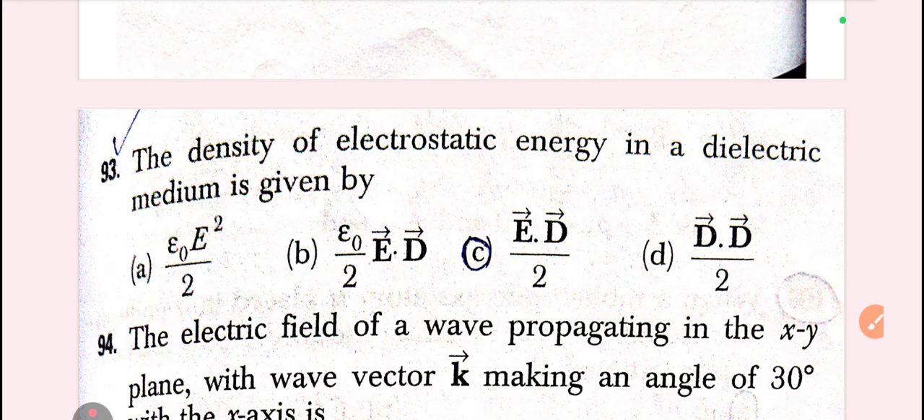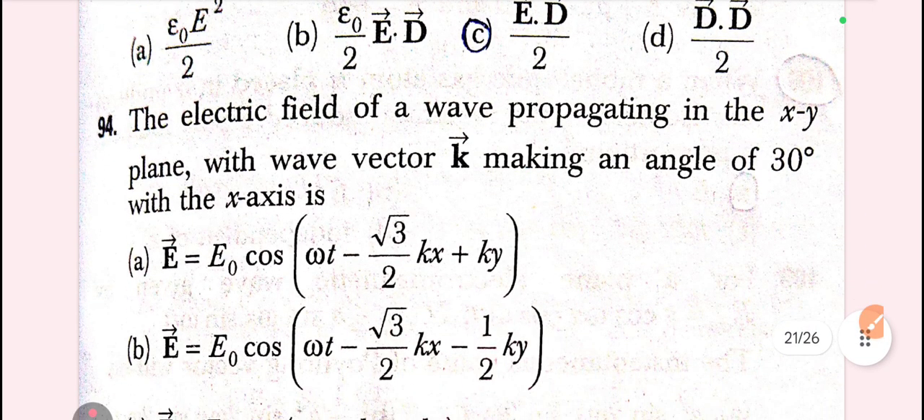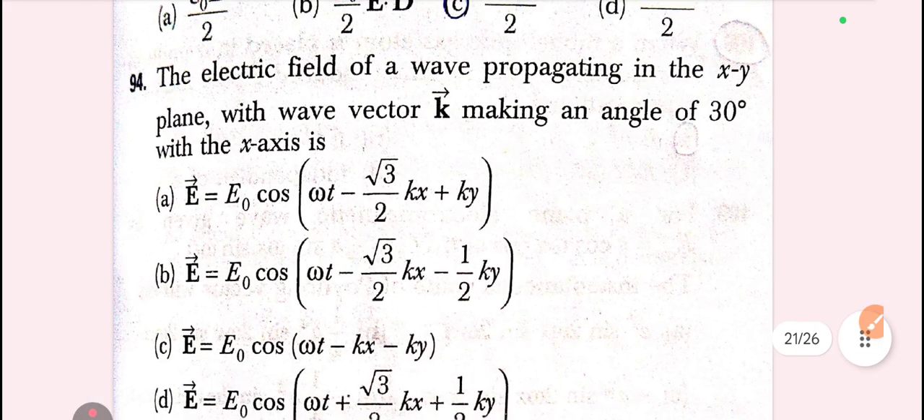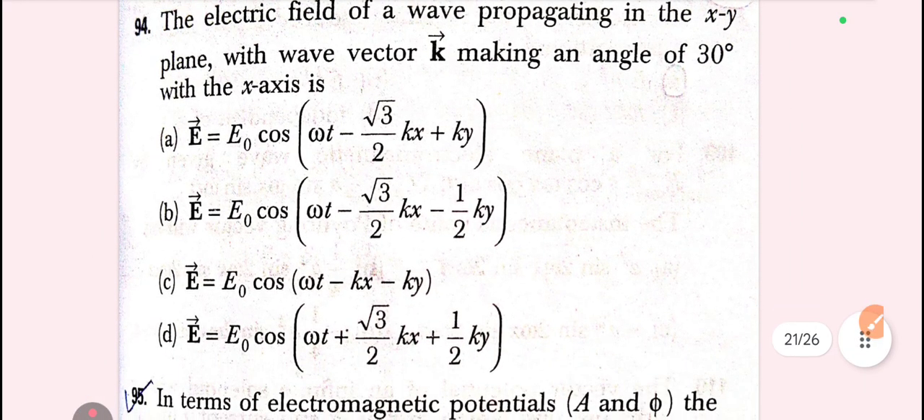Question number 93. The density of electrostatic energy in a dielectric medium is given by. This is a clear-cut C option. Question number 94. The electric field will be broken next with wave vector K. This is a very interesting question, but it takes some time. The right answer is, I don't know the right answer.